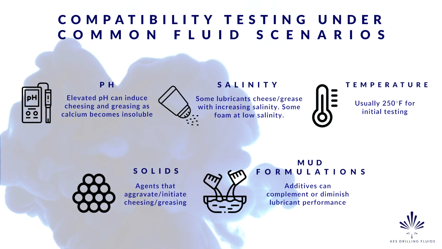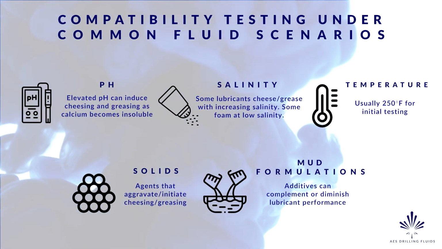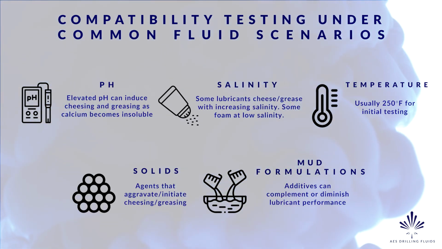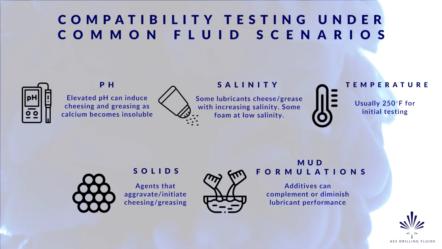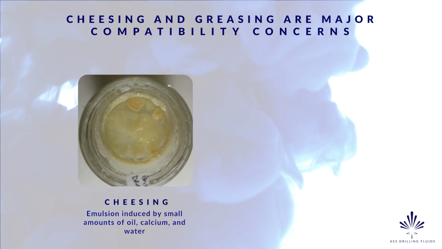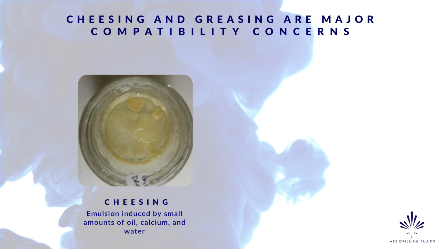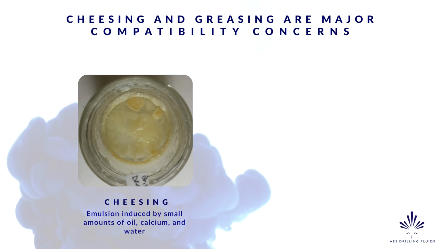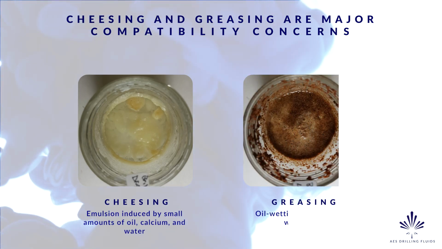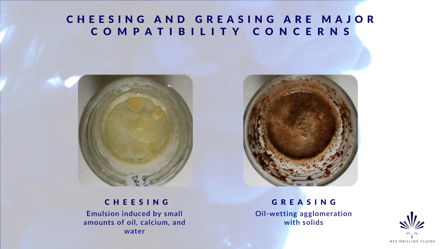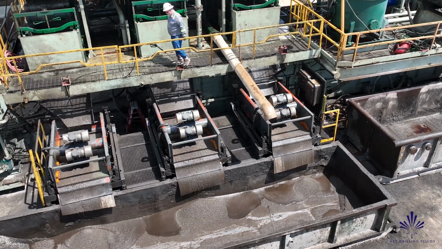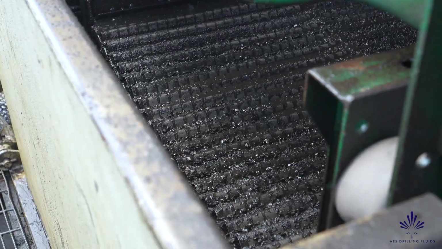Compatibility testing involves checking the lubricant under varying conditions, such as pH, salinity, temperature, drilled solids, and full mud formulations. Cheesing and greasing are common signs of lubricant incompatibility, where cheesing is indicative of an undesired emulsion induced by a small amount of oil, calcium, and water. Greasing occurs as solids within the fluid become oil-wet due to the lubricant chemistry and other properties of the fluid system. These issues can wreak havoc on a rig site, especially with solids control equipment.